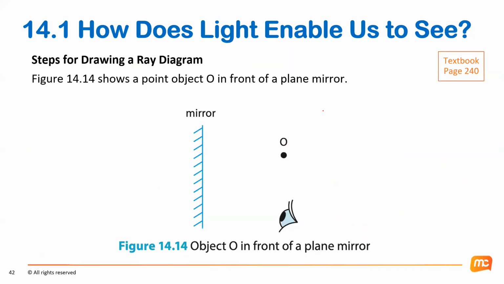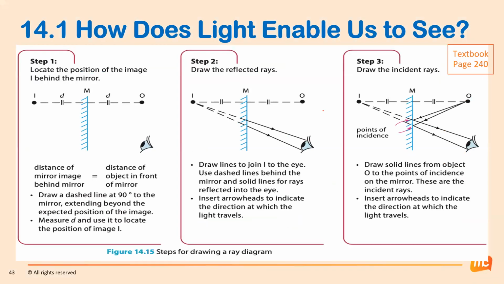Okay, next then. We move on to the next and the last part for reflection already. It is the steps for drawing ray diagrams. Okay, you need to know how light behaves to enable us to see a reflected object. And to do that, you need to be able to draw ray diagrams. This is what can be found in your textbooks. They will show you step 1, step 2, step 3, but I'm not going to follow this. I'm going to use my own, which is very similar to this.